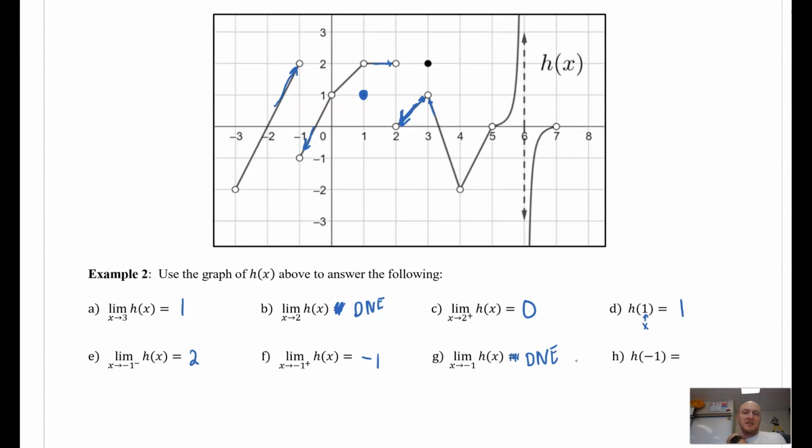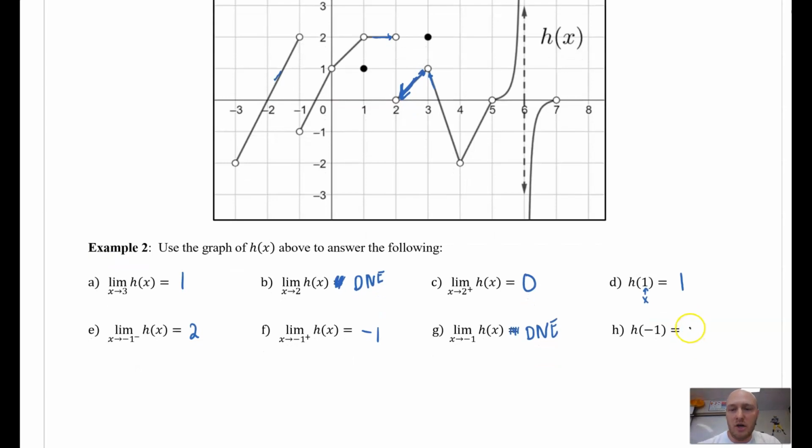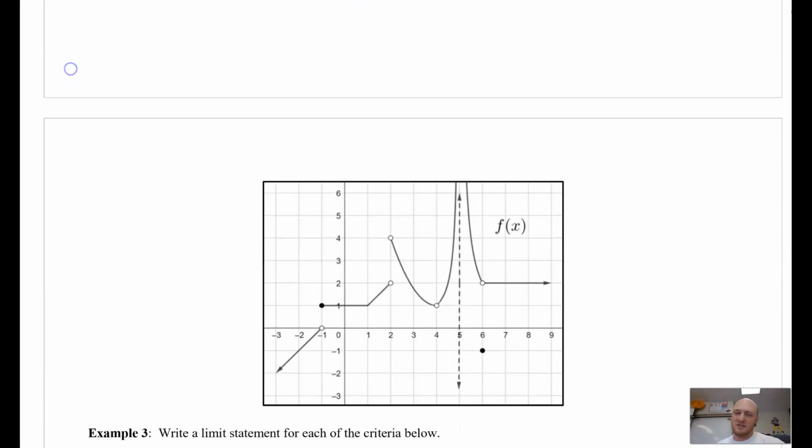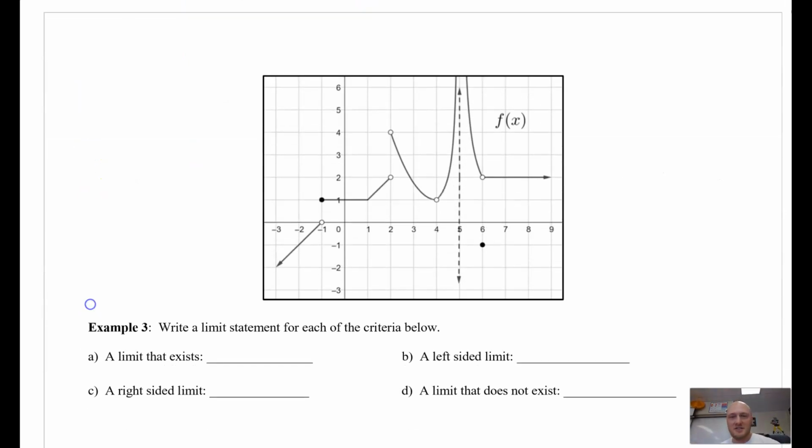Okay, and lastly, what is h of negative 1? So what's the function value? Well, if I look at negative 1, notice I don't have a closed point, a dark point like I do at positive 1, right? So here, this function value is what we call undefined. It's not defined on this graph. Only a limit does not exist. Say it with me. Only a limit does not exist.